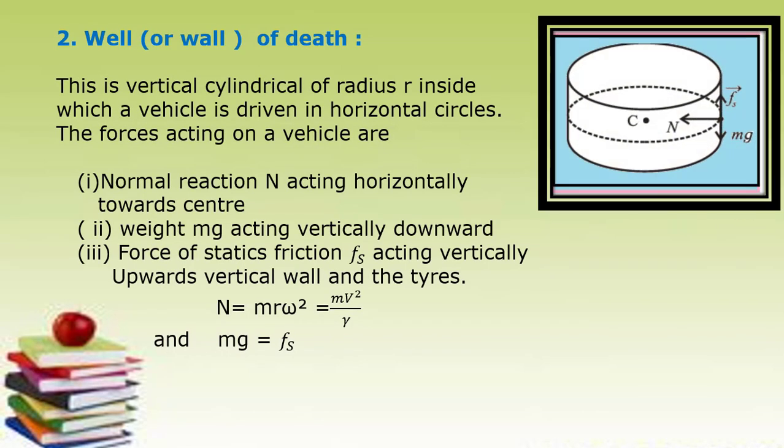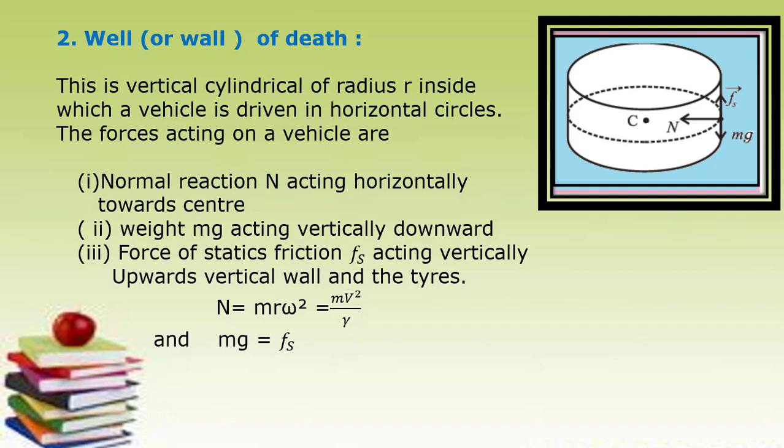Second is the well of death. This is a vertical cylinder of radius r inside which a vehicle is driven in a horizontal circle. The forces acting on the vehicle are, first, the normal reaction, acting horizontally towards the center.